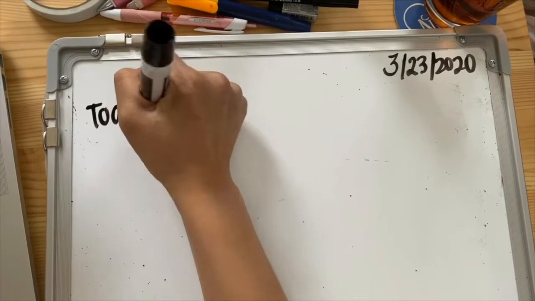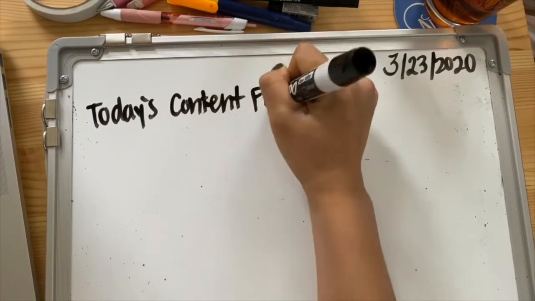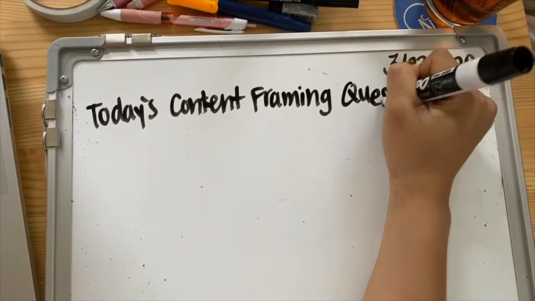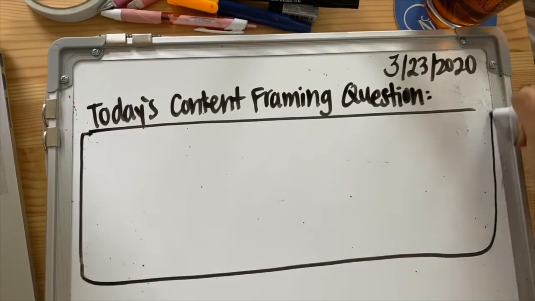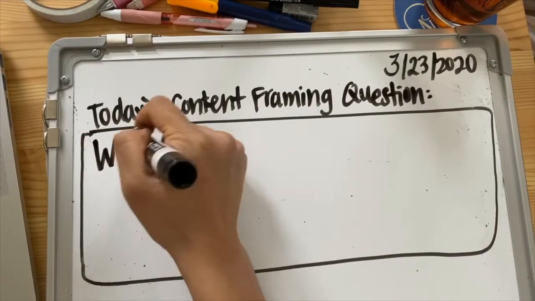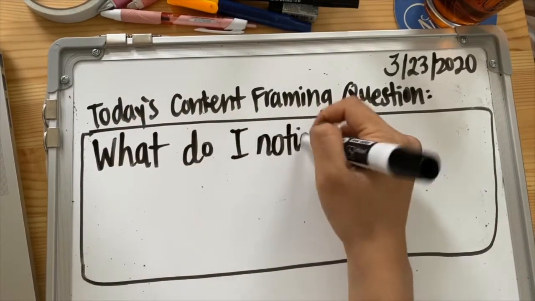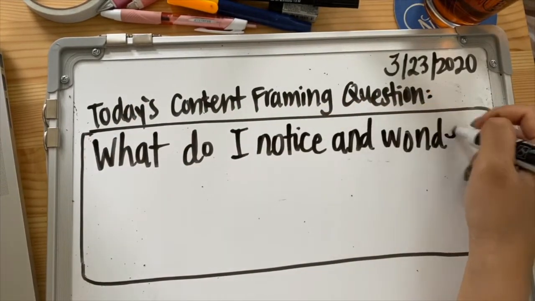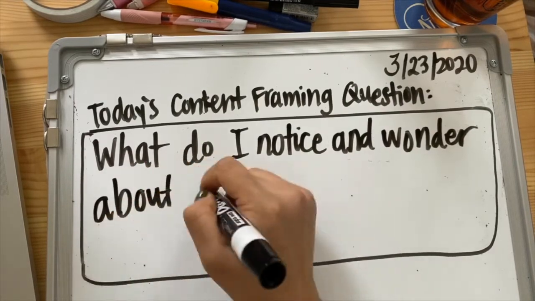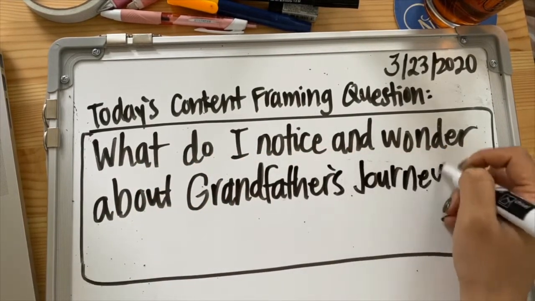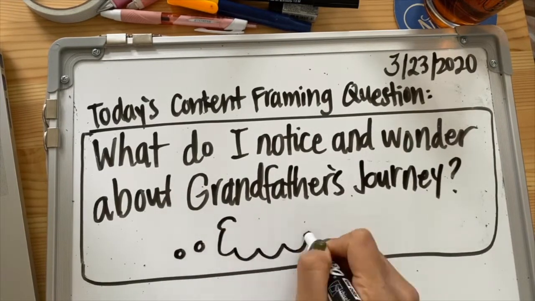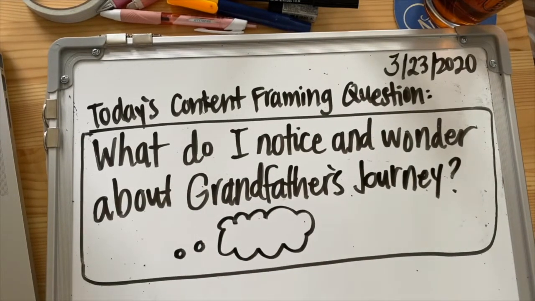So, today's content framing question, also known as our objective, the question that you must be able to answer by the end of this lesson, is what do I notice and wonder about grandfather's journey? All right. So today we're going to be reading a new text called Grandfather's Journey by Allen Say. And I want you to be thinking about important details that you notice from the pictures and words as well as questions.